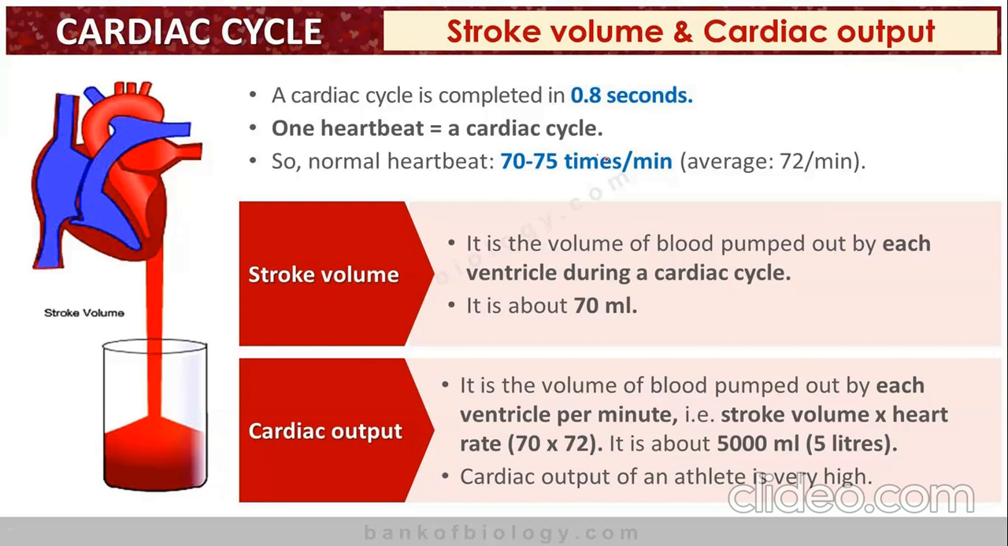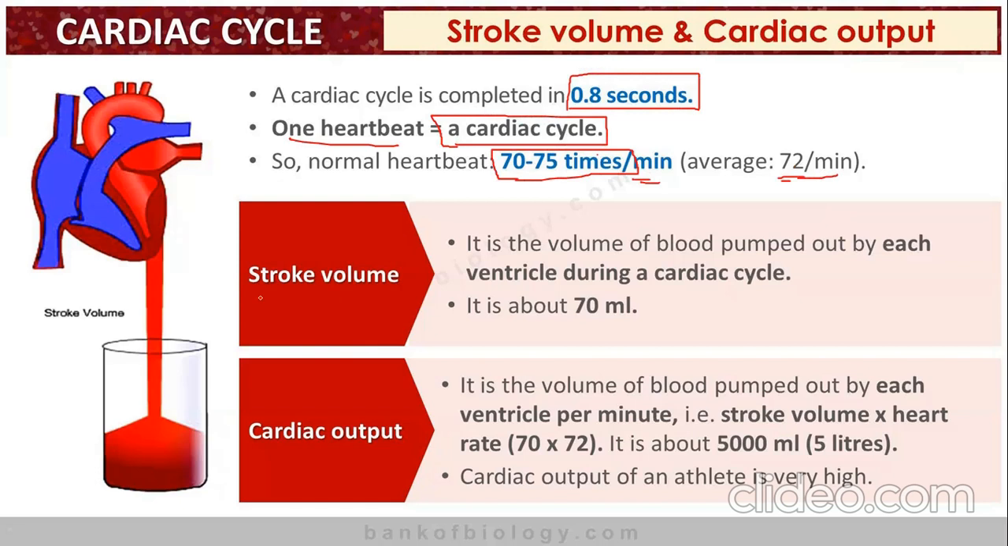Stroke volume and cardiac output. A cardiac cycle, which we saw earlier, gets completed in less than 1 second. So in 0.8 seconds, the whole of the cardiac cycle is completed. And when I say one cardiac cycle is completed, it means there is a generated impulse of one heartbeat. A normal heartbeat is in the range of 70 to 75 times per minute. So in a healthy human being, there are supposed to be 72 heartbeats in 1 minute.